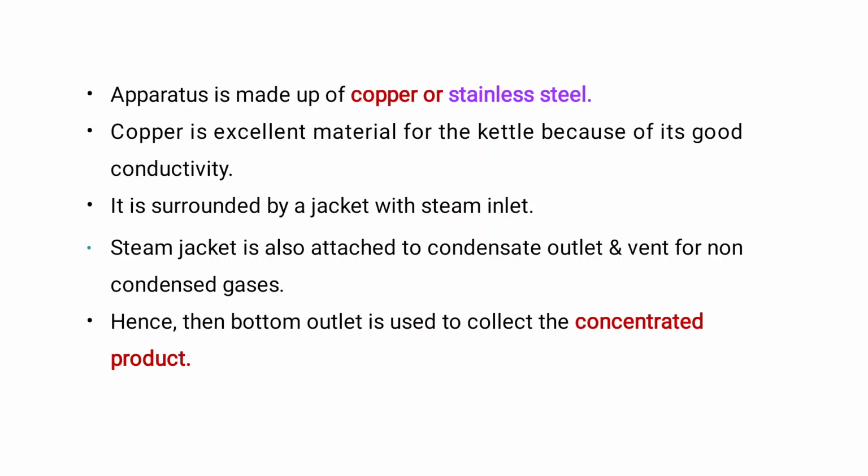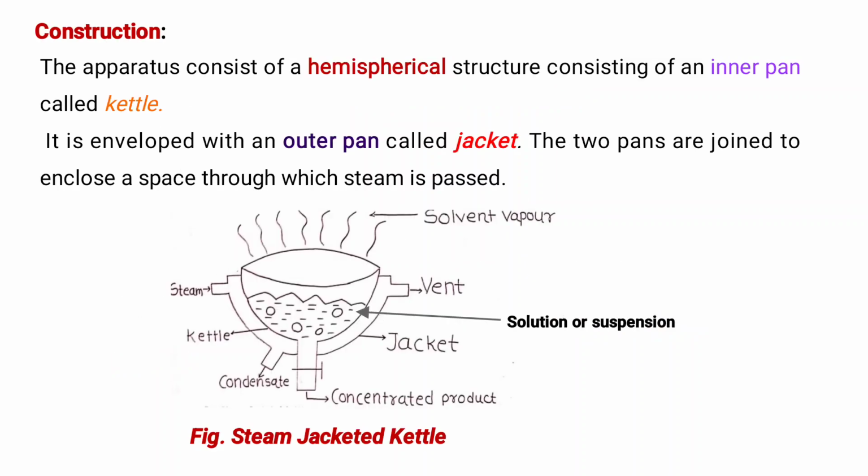The apparatus is made up of copper or stainless steel. Why is it made up of this? Because copper is an excellent material for the kettle, as it has good conductivity, meaning a good heat passing rate. It is surrounded by a jacket with a steam inlet. The steam jacket is also attached to a condensate outlet and a vent for non-condensed gases. The bottom outlet is used to collect the concentrated product.